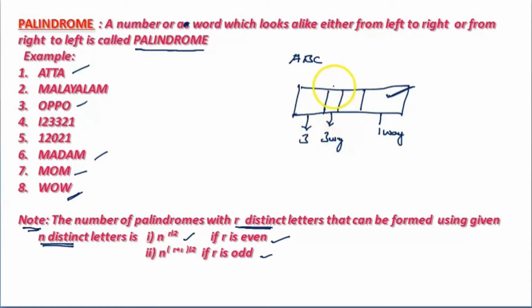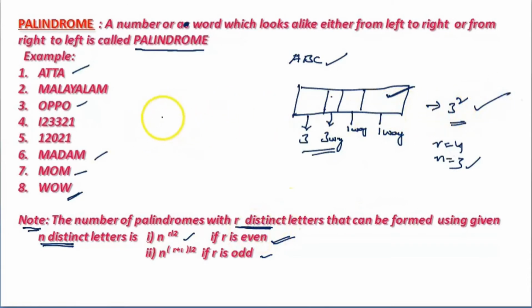Next, the second place from the beginning and the second place from the end must be the same, so it can be done in only one way. Therefore, the number of palindromes that can be formed is 3 square. If ABC is given, 9 palindromes can be formed. So since r is even, 1, 2, 3, 4, r is equal to 4, n is 1, 2, 3, n is equal to 3. Therefore, according to the formula, if r is even, n to the power of r by 2, that is 3 to the power of 4 by 2, that is 3 square ways.